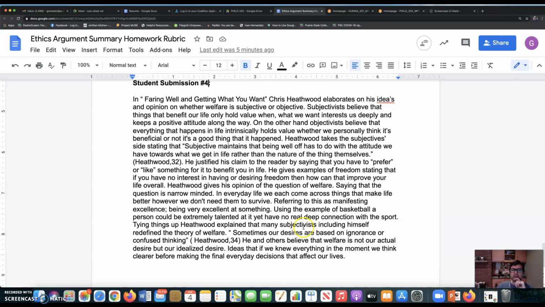There's a kind of debate going on here, and that's the debate: is welfare objective or subjective? Subjectivists believe that things that benefit our life only hold value when what we want interests us deeply and keeps a positive attitude along the way. Okay, good. Here the student is trying to define what subjectivism means and then draws a distinction with the objectivist. That's a good move. Heathwood takes the subjectivist side, yes, and here's a nice reference to the text, providing support. He justified his claim to the reader. Okay, I like that sentence, providing support for his claim. What is the claim? That subjectivism is the way to go, that welfare is subjective.